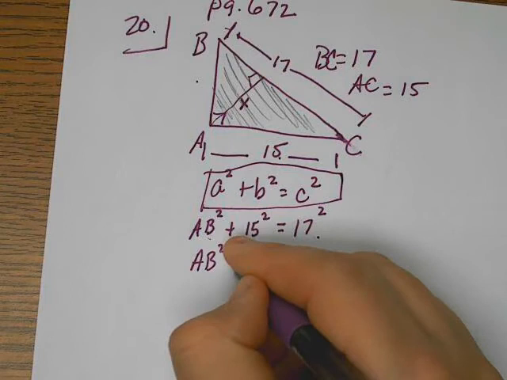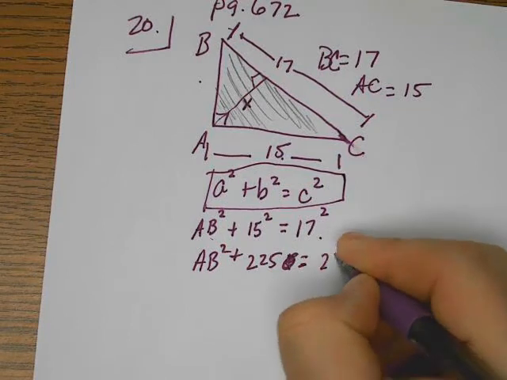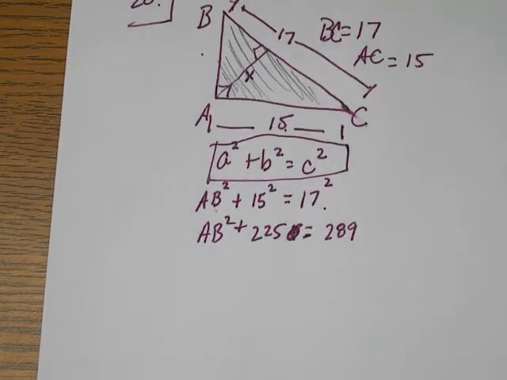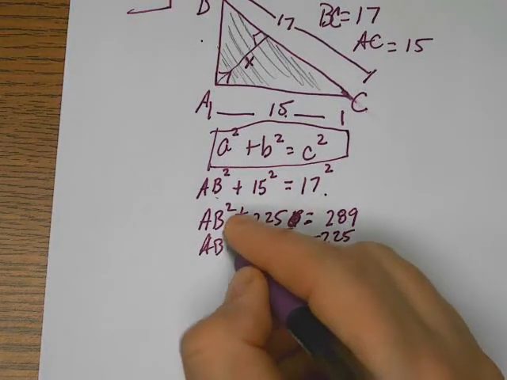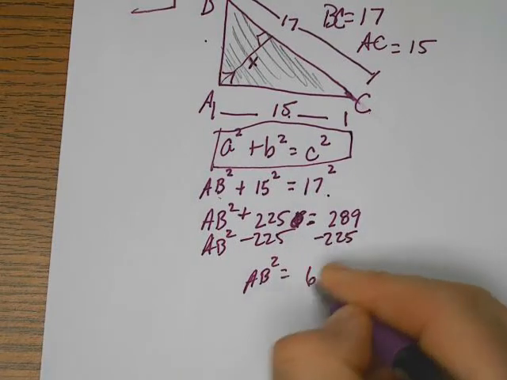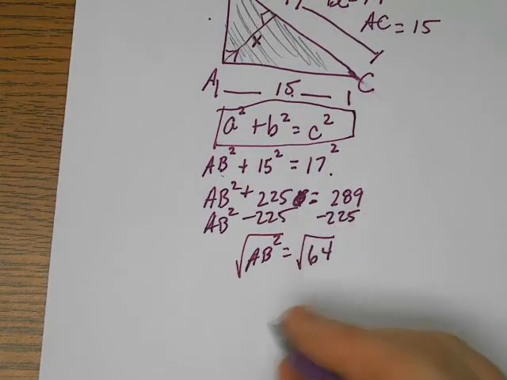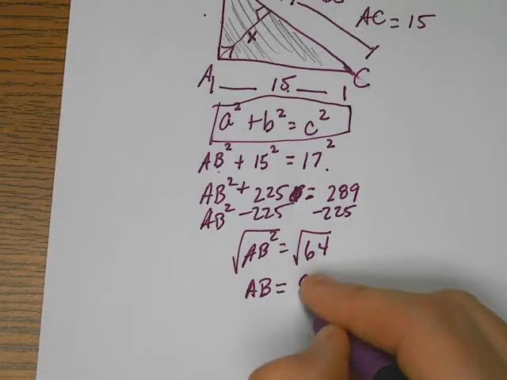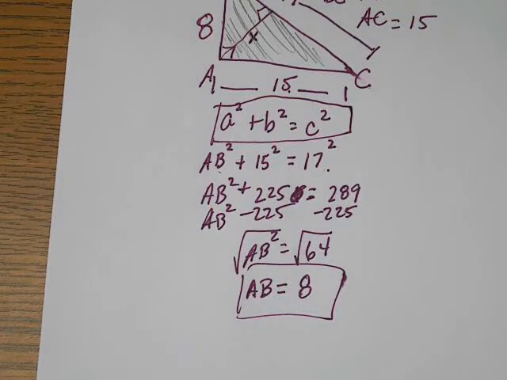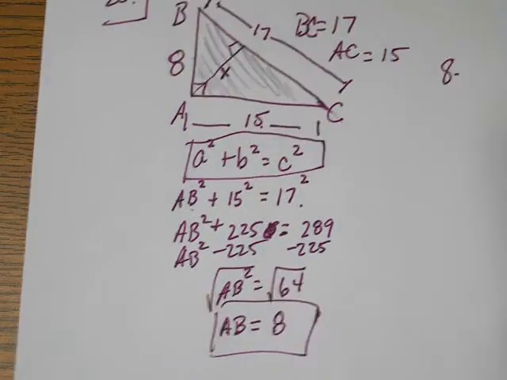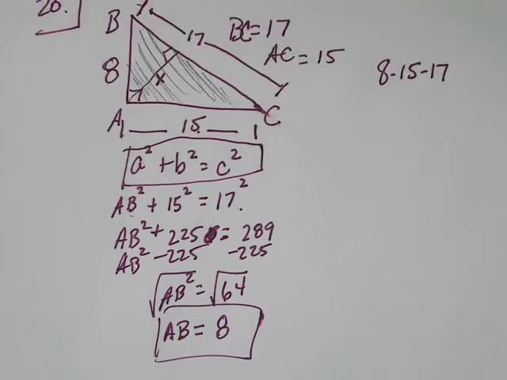AB squared plus 225 is, not plus, is equal to 289. Let's subtract 225. Still AB squared. So AB squared is equal to 64. I'm not going to ask Garrett because we all should know what the square root of 64 is. Now, that doesn't happen very often, that the three sides of a triangle end up to be whole numbers. Look at that. 8, 15, 17.